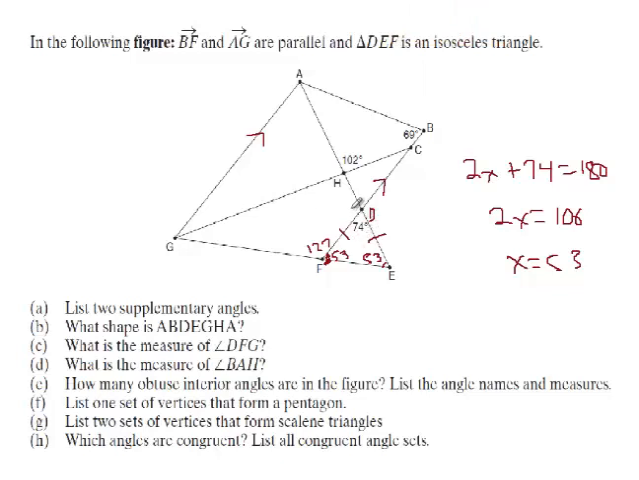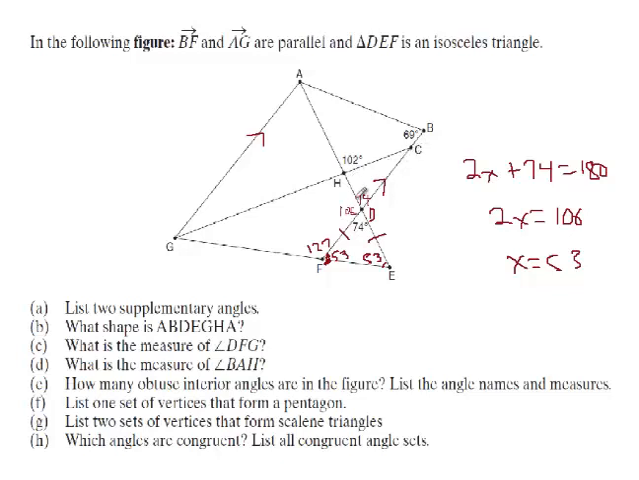Now, this angle is supplementary with the 74. So it's 180 minus 74, which is 106. So this is 106. Now this angle also has to be 74, because this is a vertical angle with this, so that has to be 74. I'm sorry, let me write that a little bit more clearly. Okay.